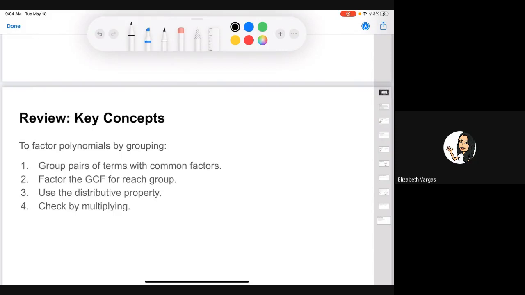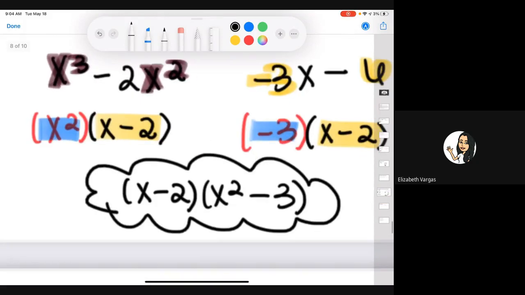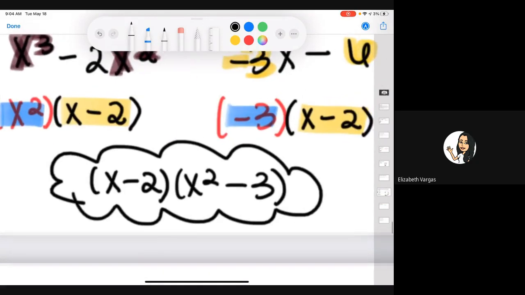And then you basically use the distributive property. You want to see what you have to multiply to the greatest common factor that you've taken out to give you your original expression. And then if you want to, you can check by multiplying. So basically, now that you have your expression, you can multiply those 2 together and see if you get your original, where you started out.